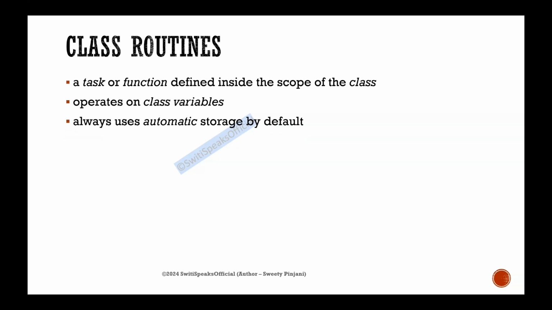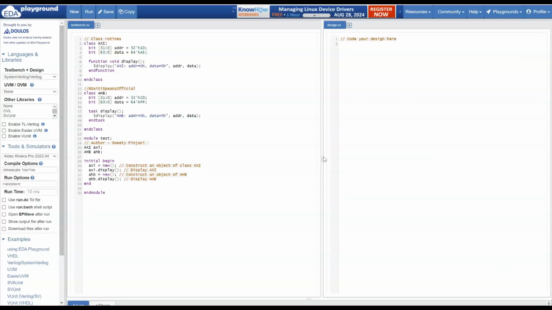Now let's go through a coding example of class routines to help you understand better, because just theory won't help. Let's understand this code first. Here I have a class AXI in which I have an address of 32 bits and data of 64 bits. I am assigning some default values to both of them, and then I have a function to display the values of address and data.